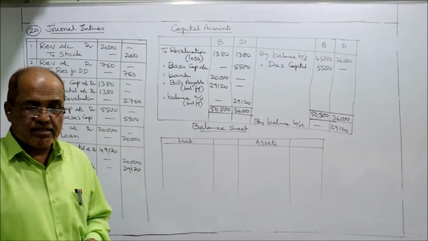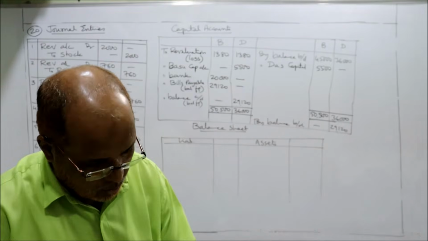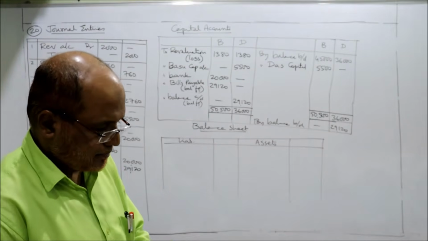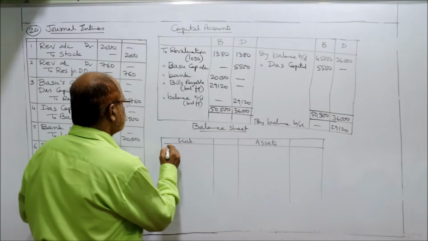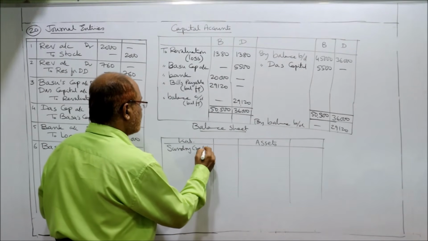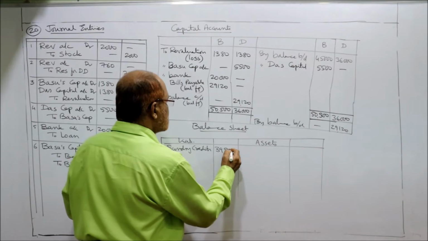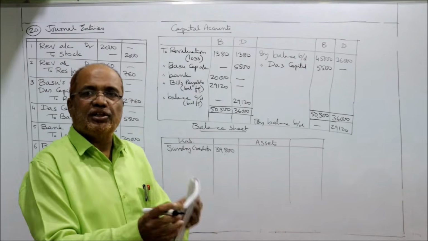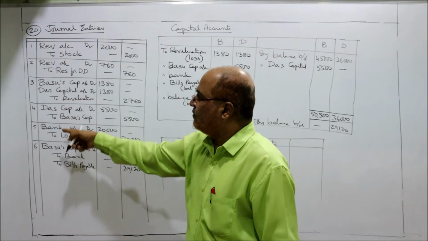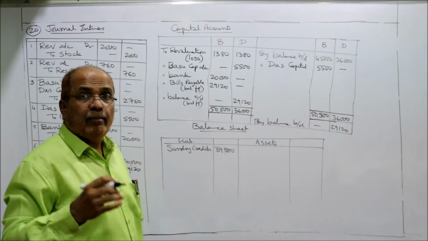Assets, liabilities. By seeing the old balance sheet, we can make the new balance sheet. What is the old balance sheet? Sundry creditors 39,800. No change. Old balance sheet 39,800. There is no change in revaluation. So same amount.